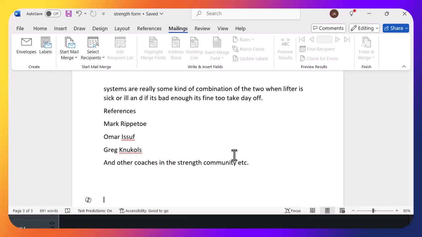References: Mark Rippetoe, Omar Isuf, Greg Nuckols, and all the other coaches in the strength community I did not mention, etc.